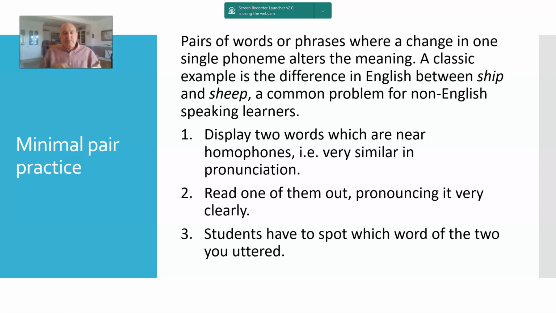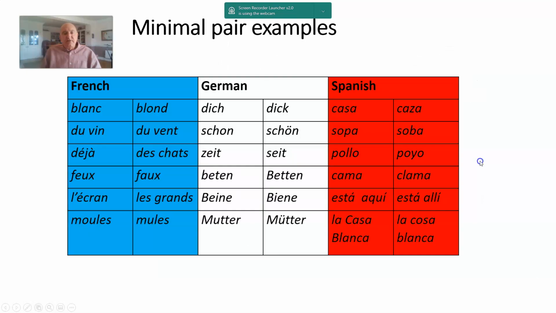So this is quite good for working on both phonics and phonology. If you simply display on the board two words which are near homophones, i.e. they're very similar in pronunciation, read one of the two out and students have to spot which of the two you uttered. With all these sorts of activities, often they're little fillers that you can put into lessons. I wouldn't suggest filling a lesson with activities like these, but little bits and pieces like this, particularly for beginners, build up this sort of awareness of sound and also a sense of having fun with sounds.